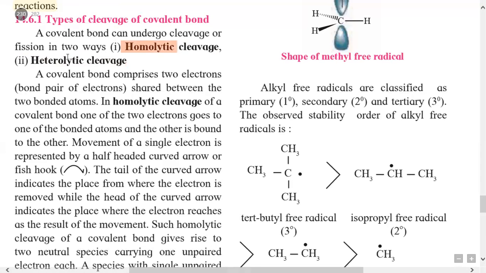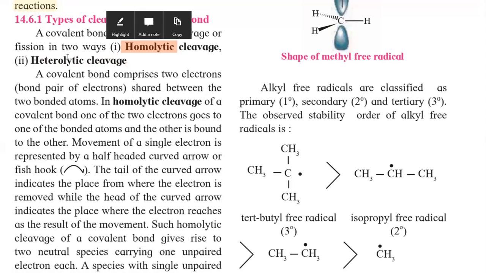The name homo means the same or similar type of atoms. Just now we studied the example of the H2 molecule. In the H2 molecule, two hydrogen atoms, which are similar atoms, are bonded together with the help of a covalent bond. And the breaking of this bond takes place in a homolytic way, which is also called homolysis.